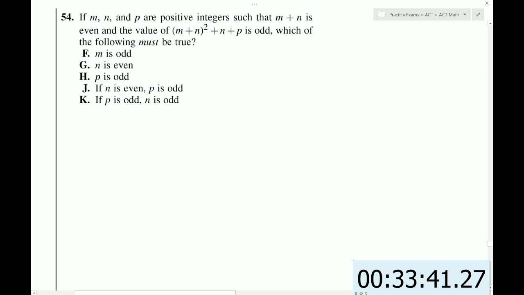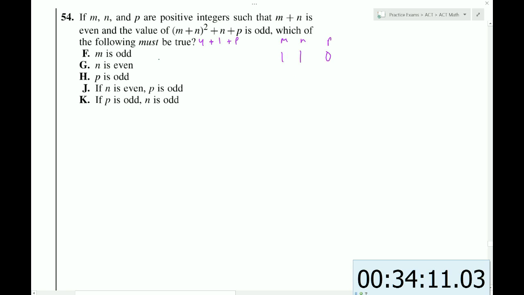If m, n, and p are positive integers such that m plus n is even, and this whole thing is odd, which line must be true? Well, let's come up with a way to do it. So why not use 1 and 1 for these guys? Okay? That makes things even. Alright? And then if we have 1 and 1, that would be 2 squared is 4, plus 1, plus p has to be odd. So let's make p equal to 0. M, n, and p. Alright?